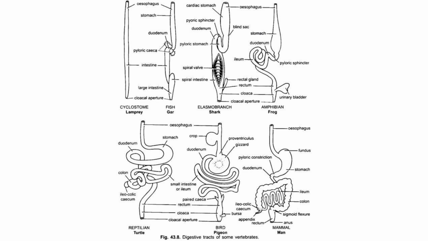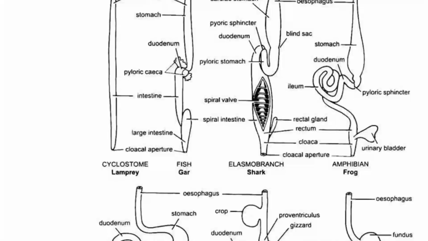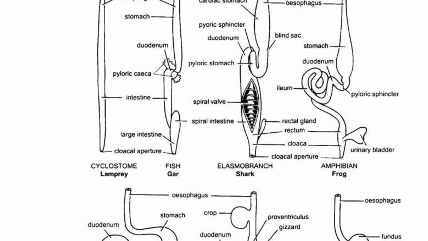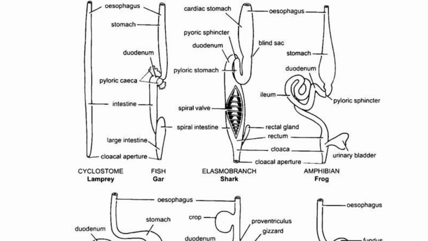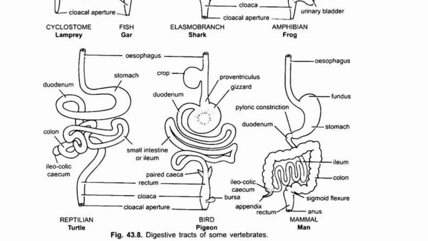Next, large intestine. Small intestine and large intestine. The large intestine is generally short in fishes, amphibians, reptiles and birds, but in mammals it is long. In lower forms, the large intestine forms a rectum, but in tetrapods it has colon and a terminal rectum.